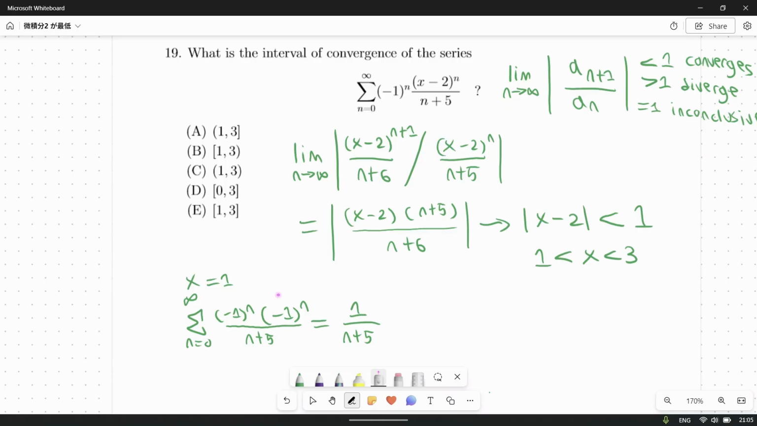And so I'll include the intermediate step to make it more obvious. This would simplify to -1 times -1 to the n over n plus 5, and then the numerator is going to simplify to just 1. So you end up with 1 over n plus 5. And now you can see that we have a harmonic series, which is going to diverge by default.